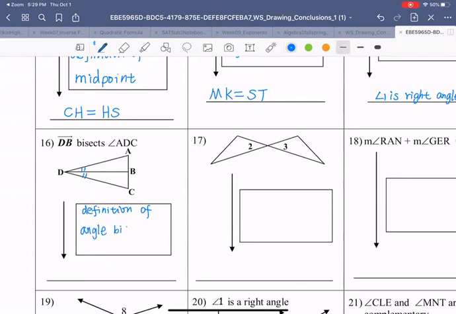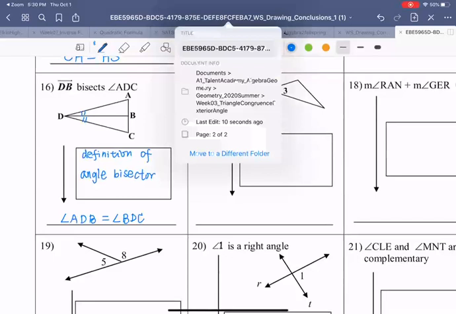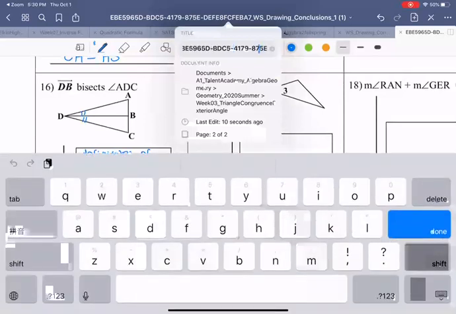Did your teacher post the answer key or not? All right, that makes sense. Okay, I'm good.